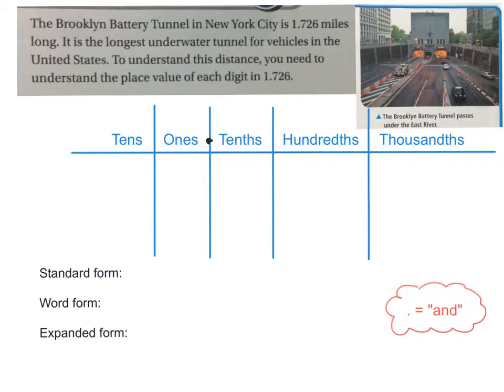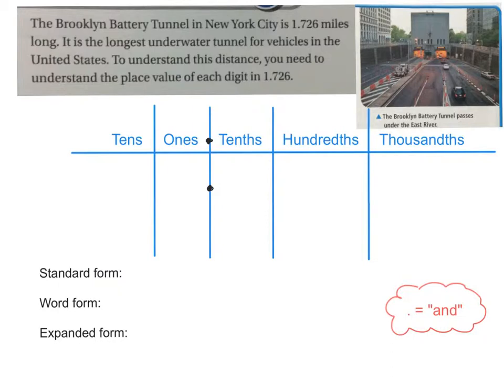So let's look at this number, 1.726. In order to put every digit in the correct place in the place value chart, I like to start with the decimal point. So I know that the decimal points always need to line up on that same line. What numbers do I have to the left of the decimal point in my number? Shreya? The numbers that are greater than 1. And in this example, talking about the Brooklyn Battery Tunnel, which digits are greater than 1? The 1. Greater than 1 is the 1, because it's to the left of the decimal.